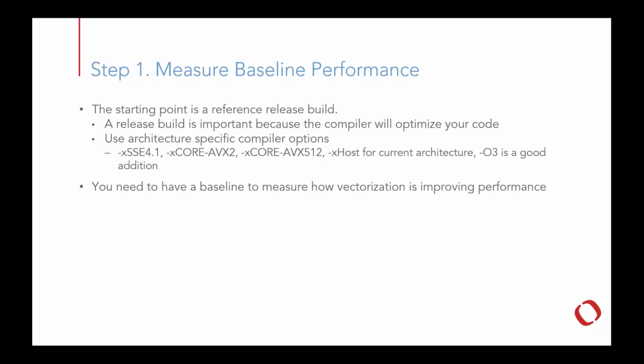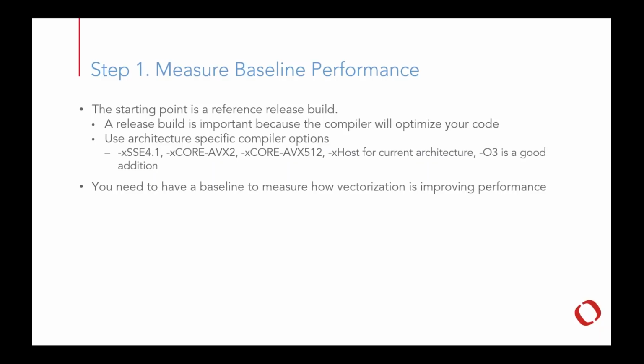So at the first step, when you measure baseline performance, you have to use a release build with proper compiler options, because it doesn't make sense to start with a debug build when nothing is optimized. To make the compiler generate vectorized code, you need to specify an architecture-specific option. So for the most recent architecture, this is -xcore-avx512. For earlier architectures, it's -xcore-avx2, AVX, and some SSE options. If you need to generate code for the particular computer on which you are doing a build, you can use the -xhost option, so building for the current architecture.